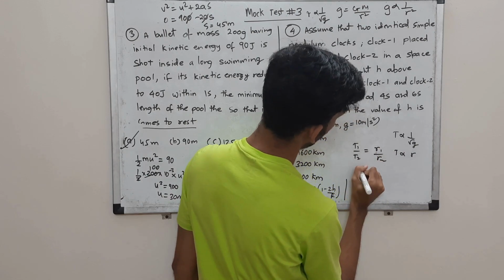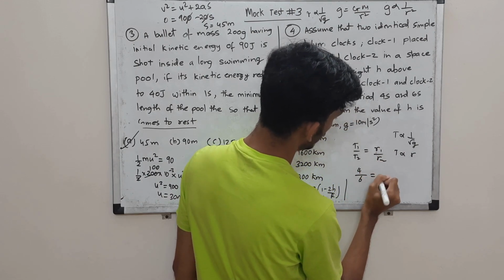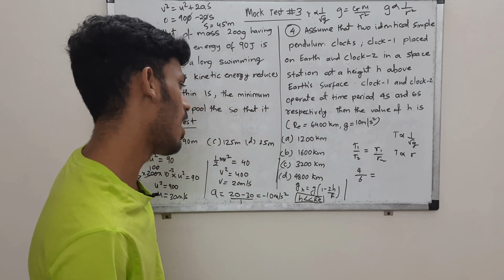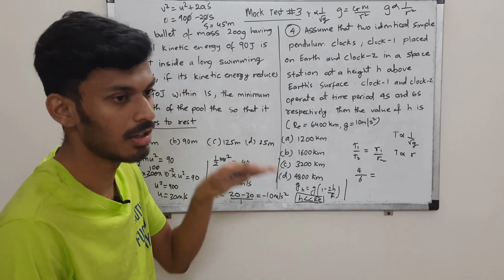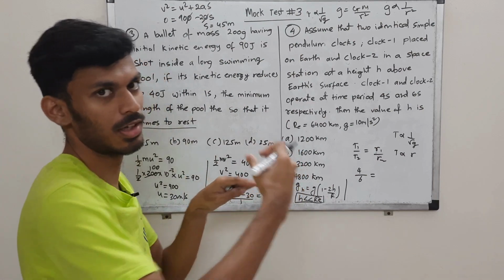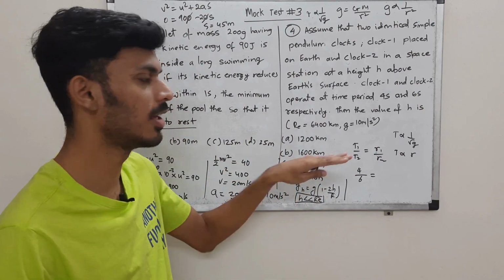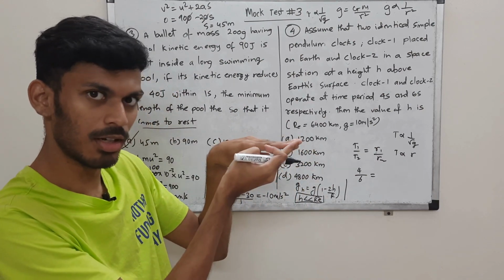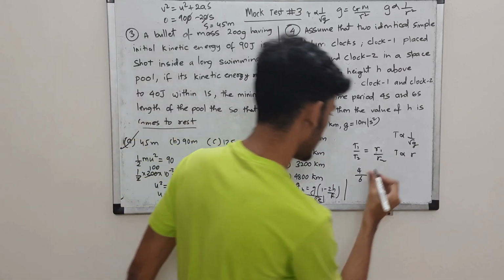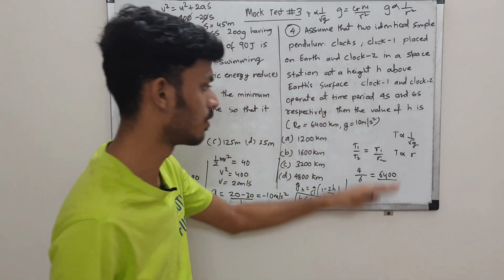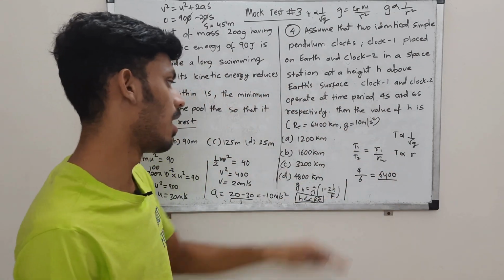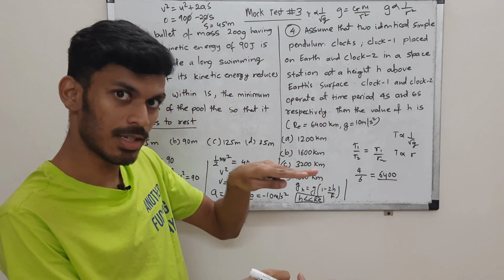T1 is the time period on Earth, T2 is the time period in the space station, and r1 is the distance when the clock is placed on the surface of the Earth, right? It's placed on Earth, so r1 will be from the center to the surface, which is the radius, 6400. So r1 is nothing but the radius. r2 will be the radius plus the height.